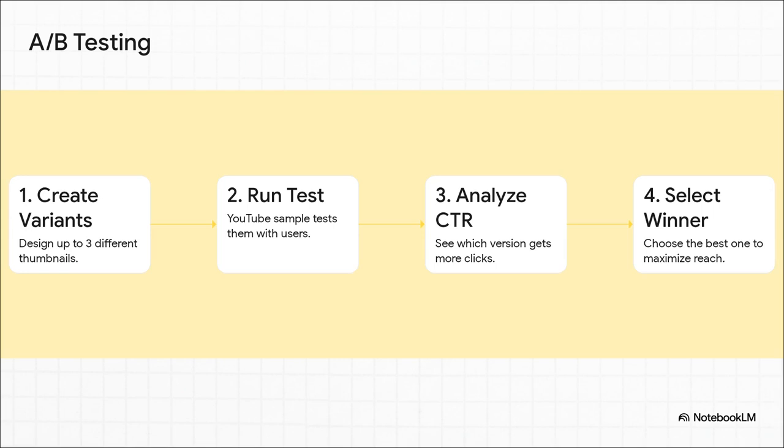YouTube is even rolling this out as a native feature now. The idea is simple. You create a couple different versions of your thumbnail. You let the test run for a bit, and you see which one gets a higher click-through rate. Then you pick the winner. It's that easy. Stop guessing and start testing.